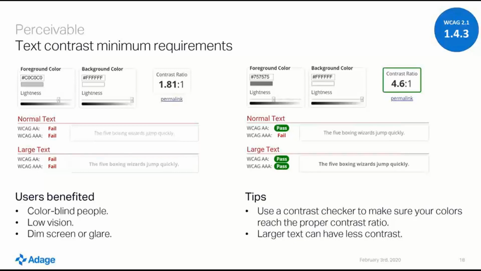The requirement for the AA standard is a contrast ratio of 4.5 to 1. And for larger text, the requirement is slightly lower at 3 to 1. 86.3% of home pages have at least one contrast failure, according to the report that just came out in February 2020. And this can really be frustrating to users with low vision or cognitive disabilities.